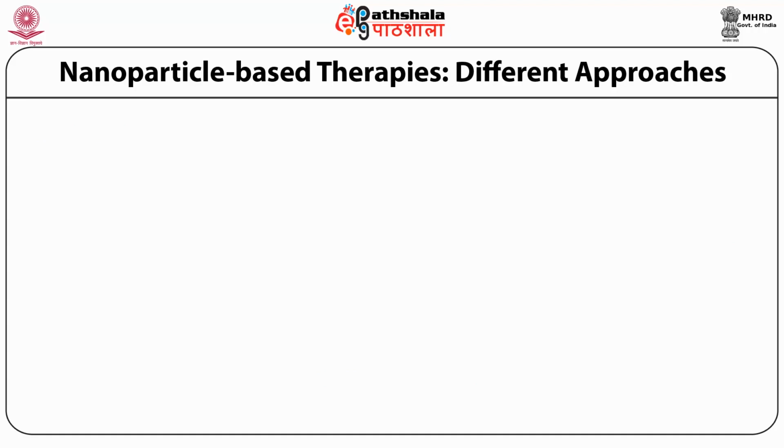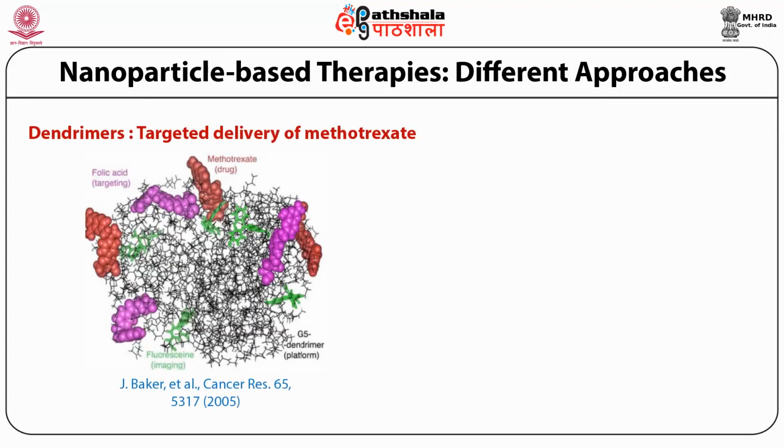There are different approaches by which nanoparticle based therapies are being utilized in the current scenario, and one of the most important ones is the dendrimers. These are nano sized dendrimers. There is a medicine called methotrexate, formerly known as amethopterin. It is a chemotherapy agent, and it is actually a dendrimer, a nanomer, which is being utilized for autoimmune disease, for treating cancer and many more such diseases.